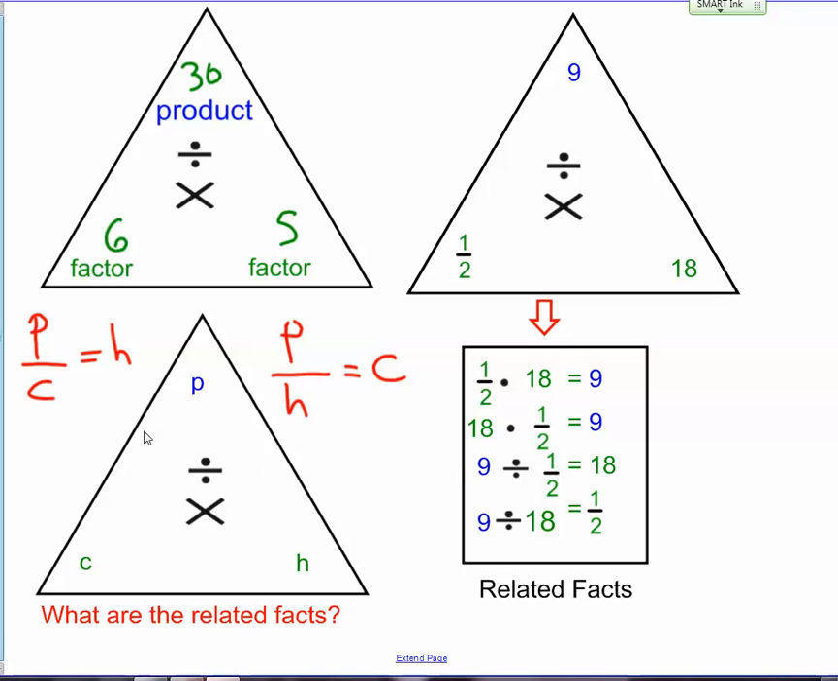And then if we have variables, same idea. C times H is P, H times C is P, P divided by C is H, and P divided by H is C. So remember, it's factor times factor equals product. Product divided by one factor gives you the other, and the product divided by the first factor gives you the second.